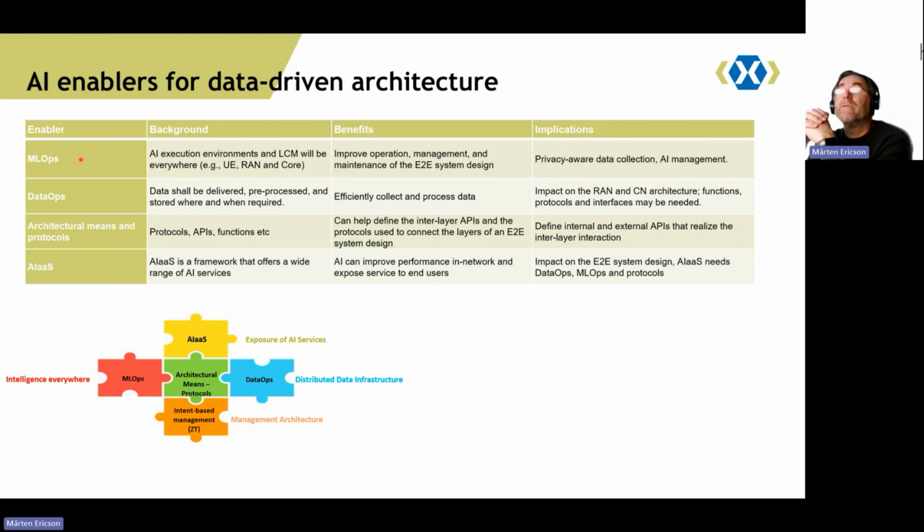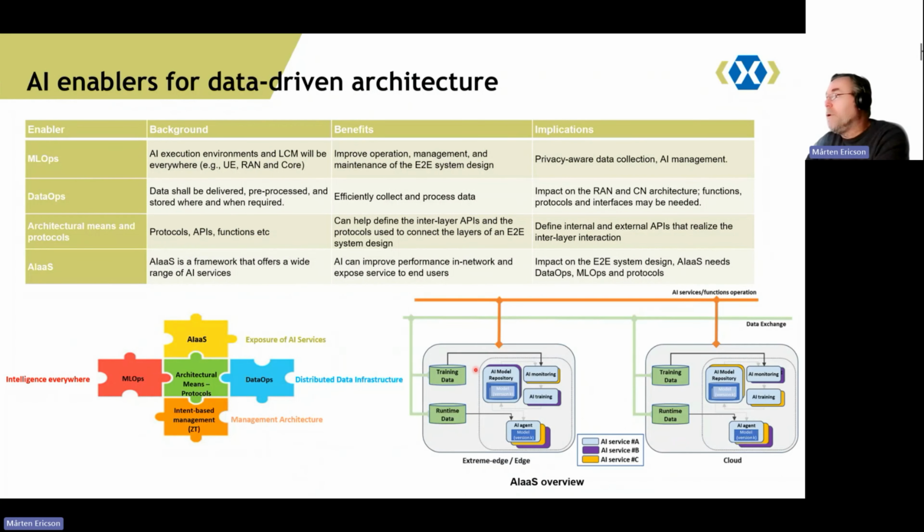How should we collect the data? How should we pre-process it? And how do you deliver the data to these different ML algorithms or processes? And then, of course, do we need any new protocols for this? Do we need any new APIs? We probably need some APIs to expose this also. What functions are necessary? That's what architecture means here.